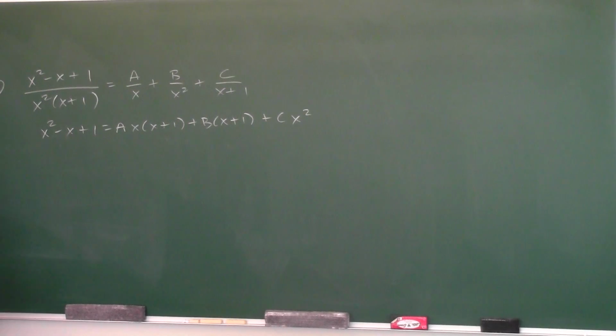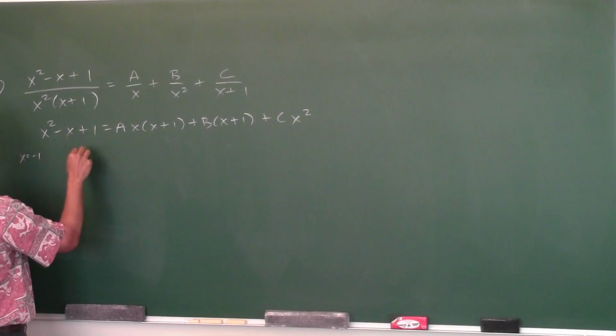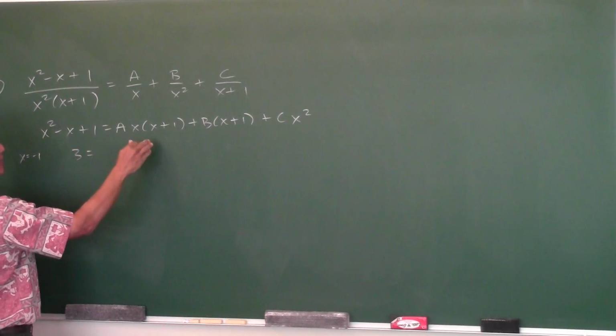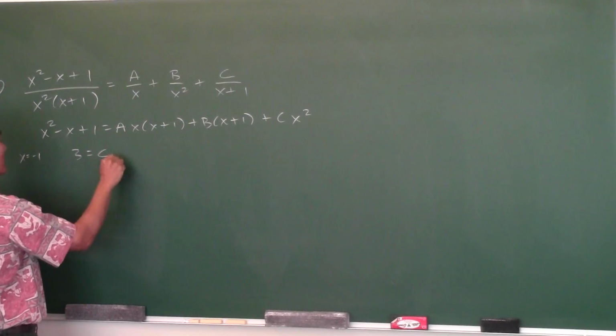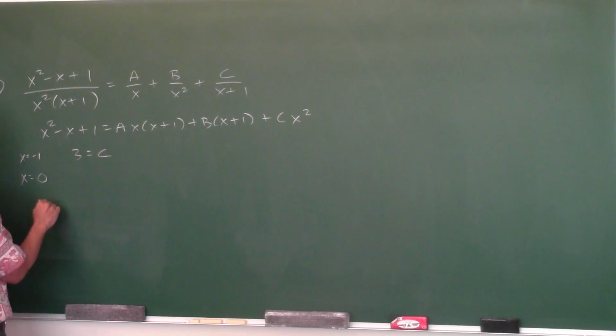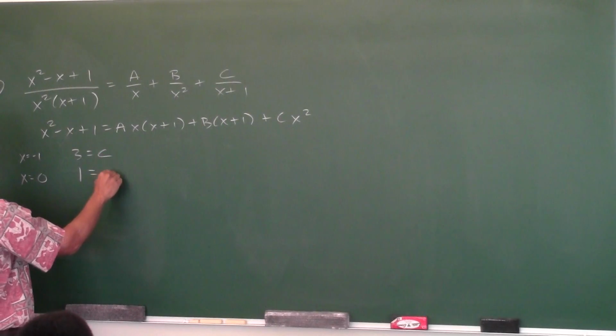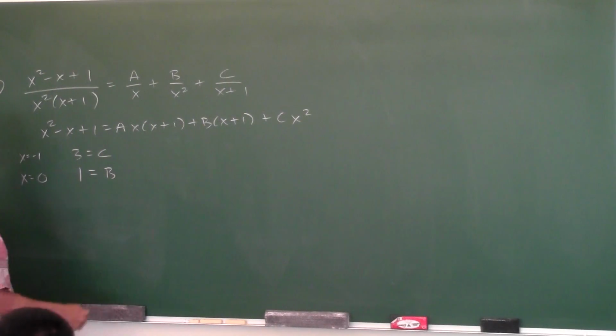Okay, now what? Heaviside? Yeah. Probably because linear factors, yeah? So what's a good number to plug in for x? I think I know. Negative 1. So if you plug in negative 1 for x, you get 1 plus 1 plus 1, 3 equals 0 plus 0 plus c. Oh, we just figured out c is 3. What's another good number to plug in for x? 0. So if you plug in 0, you get 1 equals 0 plus b plus 0. Oh, we figured out b.